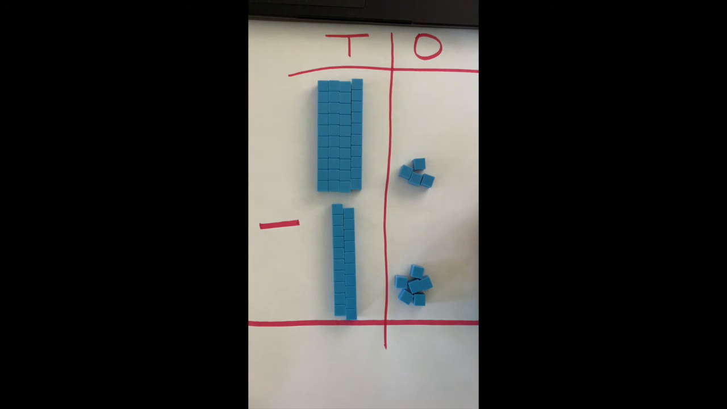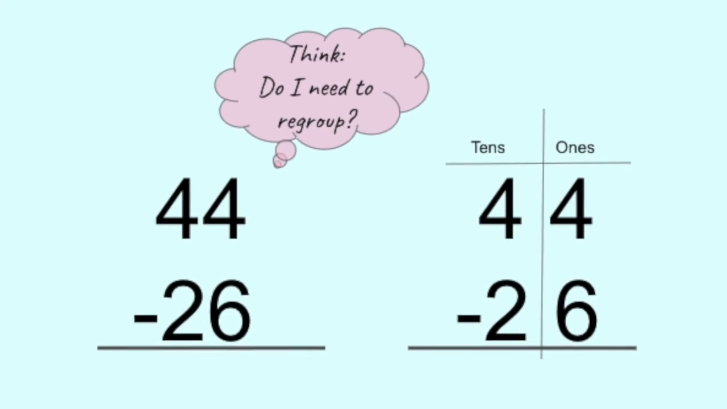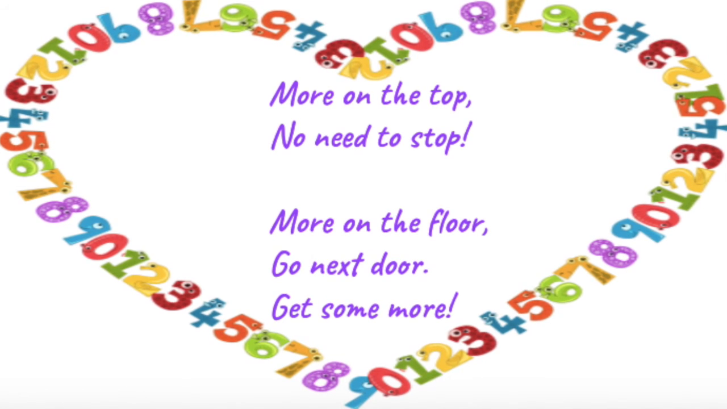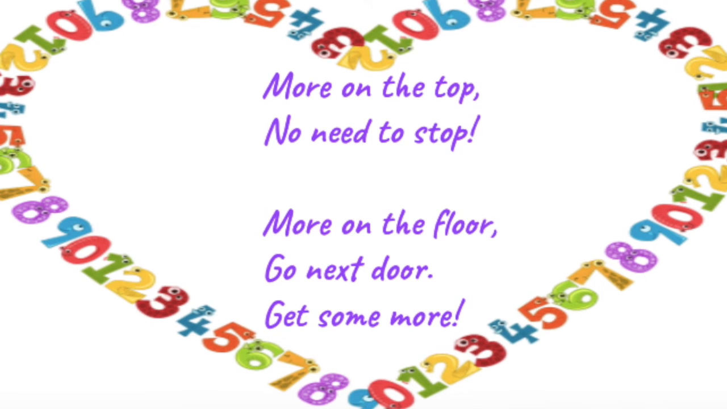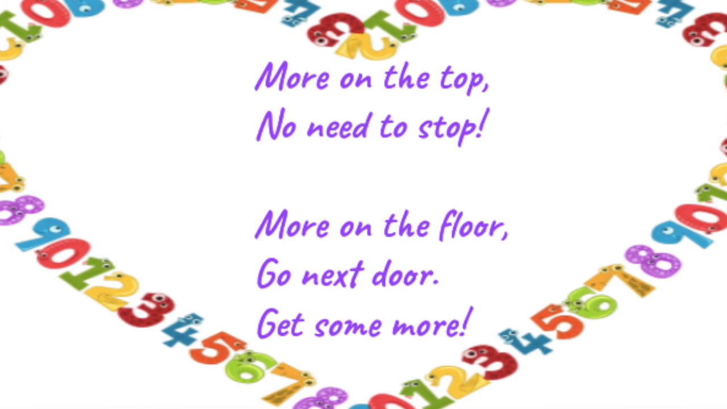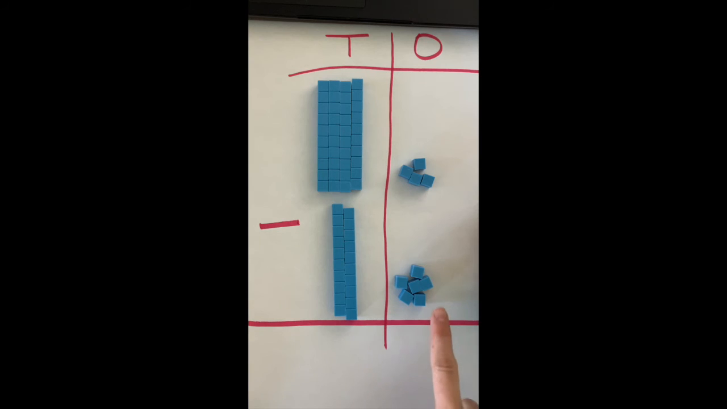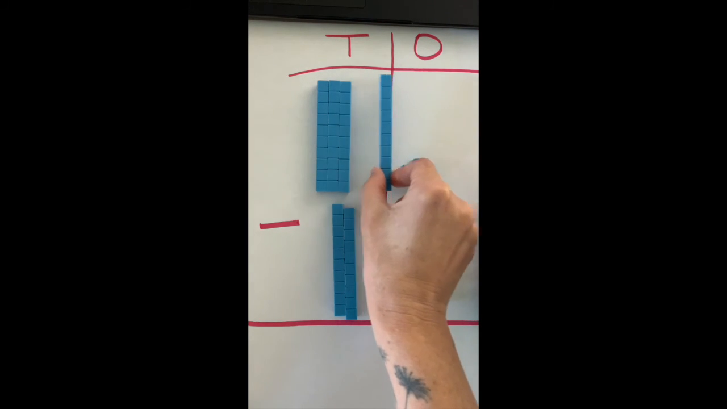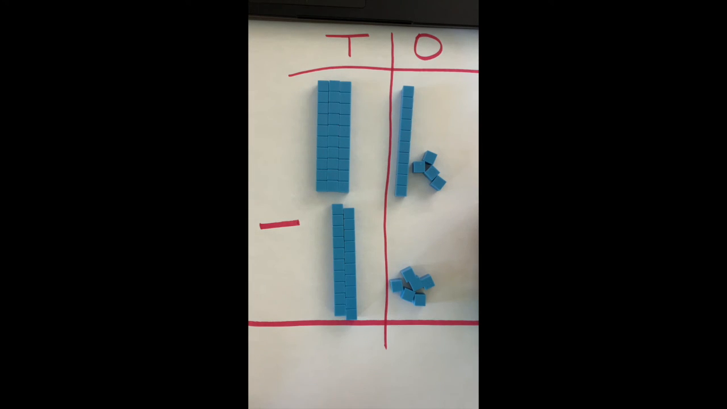Now, the first thing I need to think when I am subtracting is, do I need to regroup? In this problem, I'm going to say my rhyme. More on the top, no need to stop. More on the floor, go next door, get some more. So in this problem, I actually have more down here, meaning I cannot subtract right now. So I'm going to go next door to my 10s, and I'm going to say, excuse me, can I borrow some 10s? And I'm going to move it over to my 1s column.